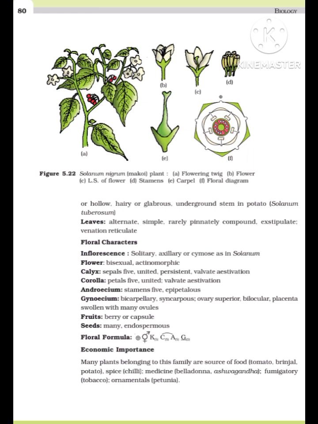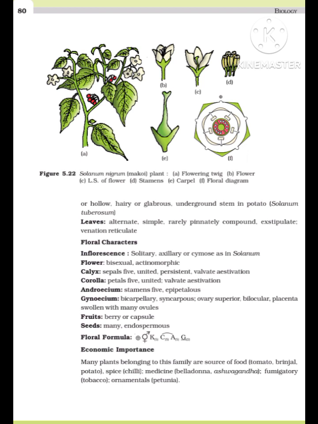Figure 5.22 Solanum nigrum, makoi: A, plant, flowering twig; B, flower; C, L.S. of flower; D, stamens; E, carpel; F, floral diagram. Stem solid or hollow, hairy or glabrous. Underground stem in potato, Solanum tuberosum.